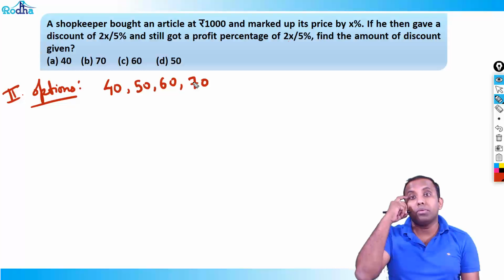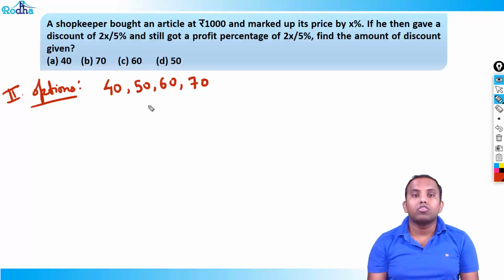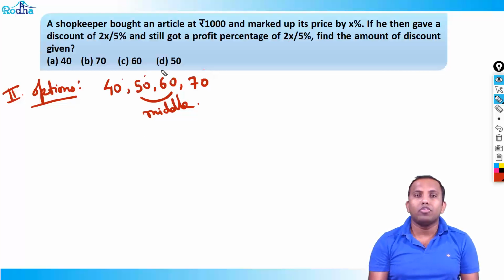If you're doing hit and trial by putting in options, you should always pick a middle value. So don't put 40 or 70, choose 50 or 60. I know 50 is the answer, so I can pick 50. I'll just show you it's really correct.